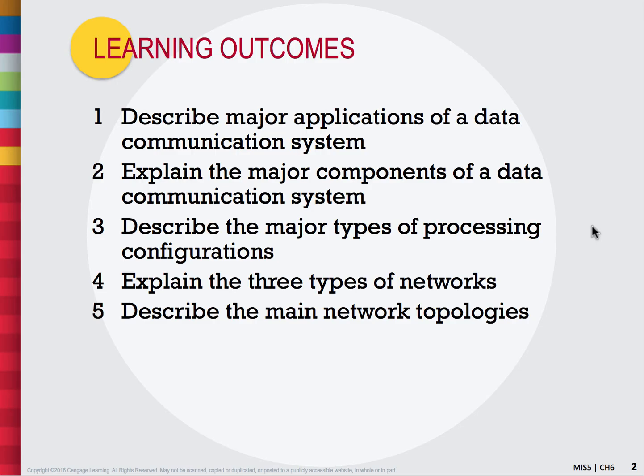So let's first talk about our learning outcomes for today. There's a couple things we want to cover, and we want to make sure that we understand these different aspects of information systems. One is data communication, the major components, how processing takes place in these configurations, and then look at some different types of networks. We call these network types and network topologies. I confuse those two sometimes, but we're going to look at both of those in detail.